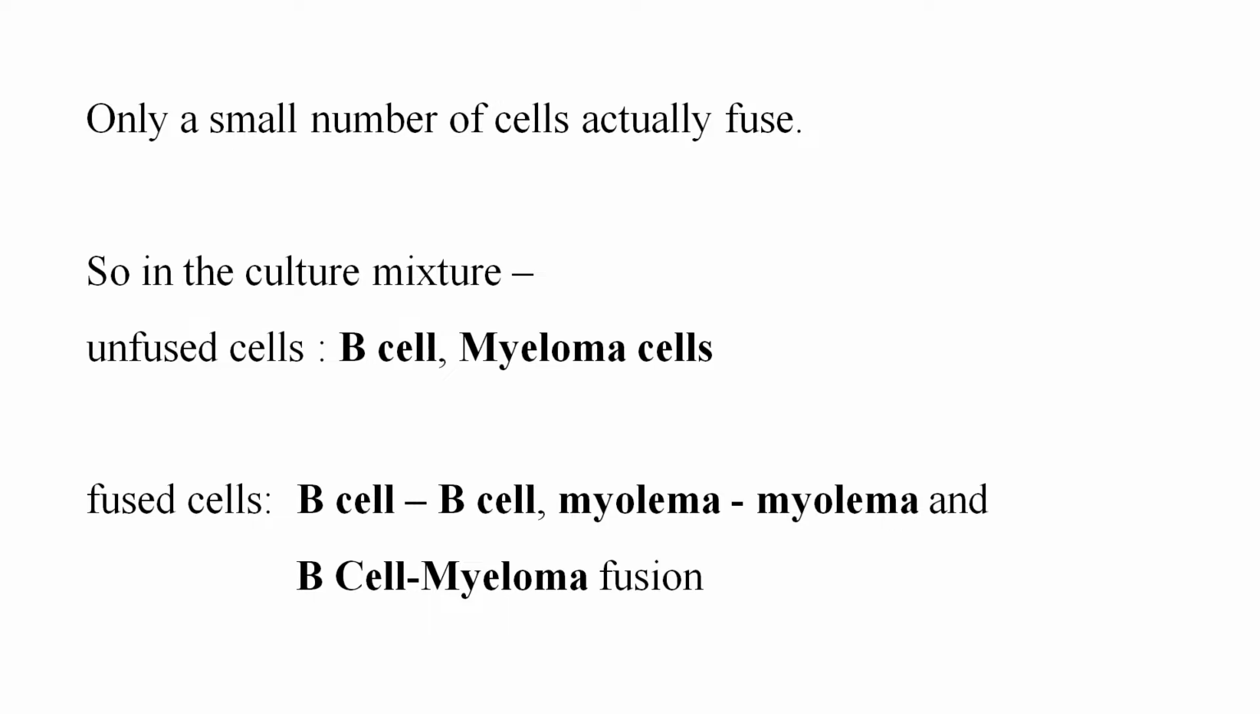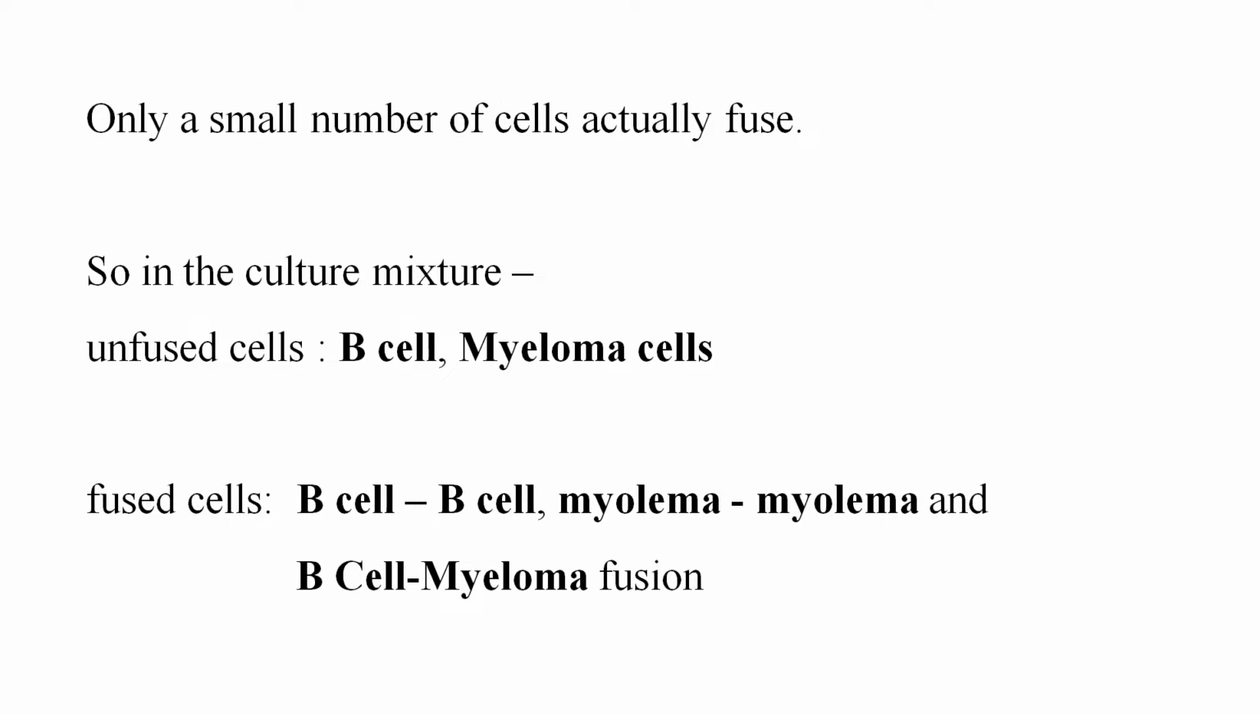In the fused cells, again, you have two B cells that have fused together, two myeloma cells that have fused together, and the third type of fused cells are a B cell and a myeloma fusion. So this is what our target hybridoma cell is, a B cell fusing with a myeloma cell.